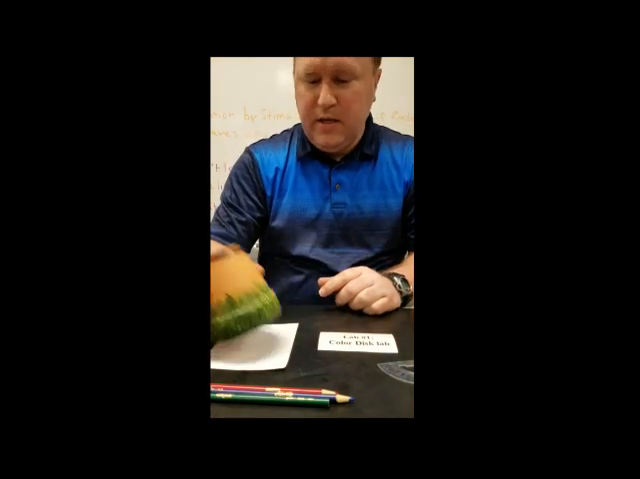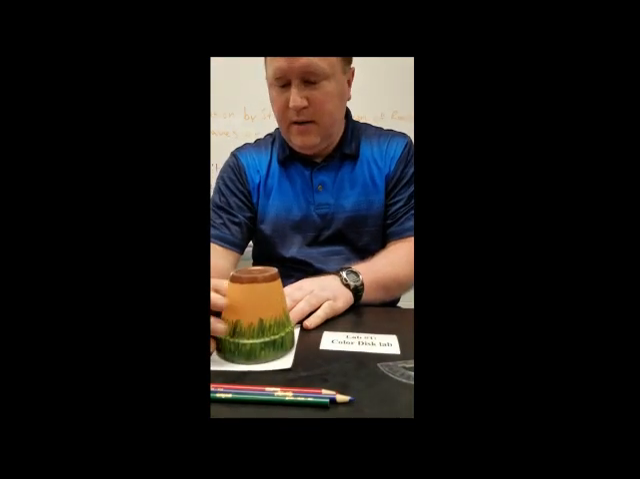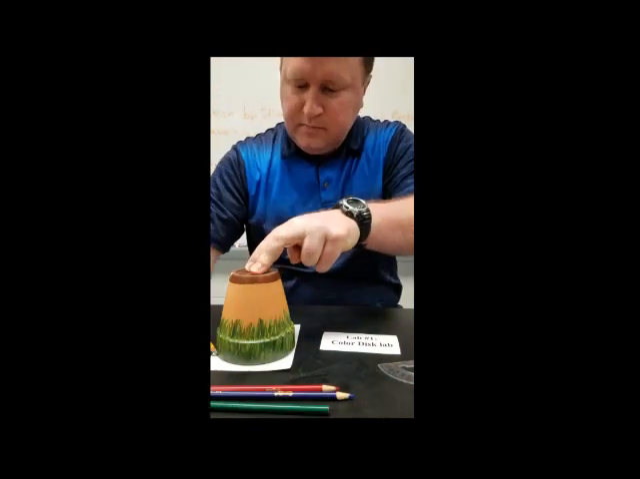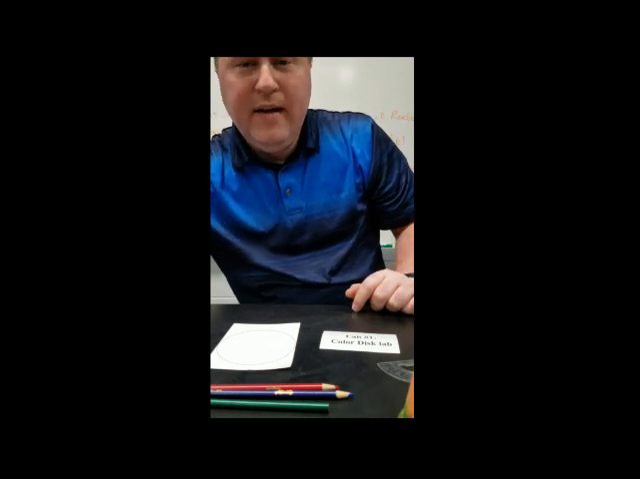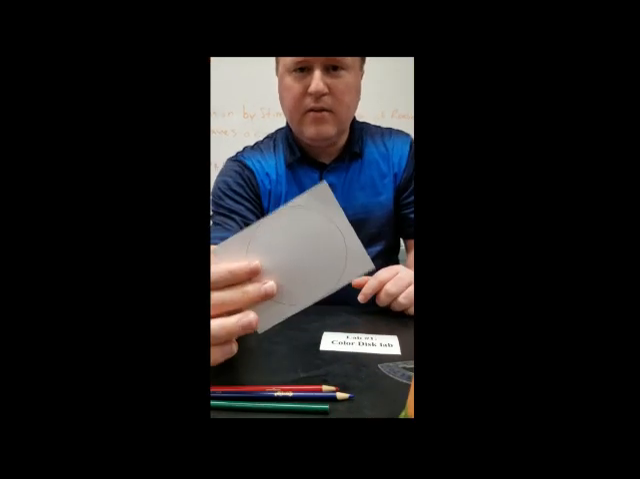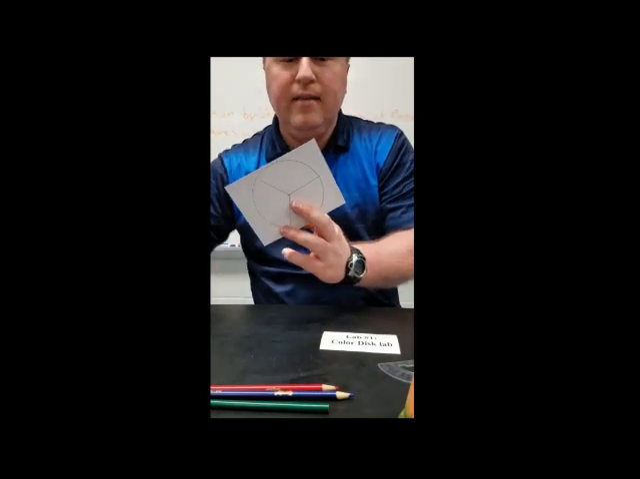So what you're going to do is take your cardstock. That's what I'm using, this cardstock, and I'm using this pot here as my guide. I simply lay it on here, and then I'm going to trace a circle. Once I've traced the circle, I want to add 3 lines dividing this circle into thirds, which will look just like this.